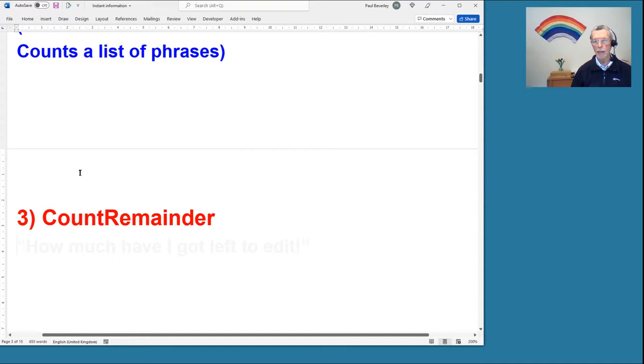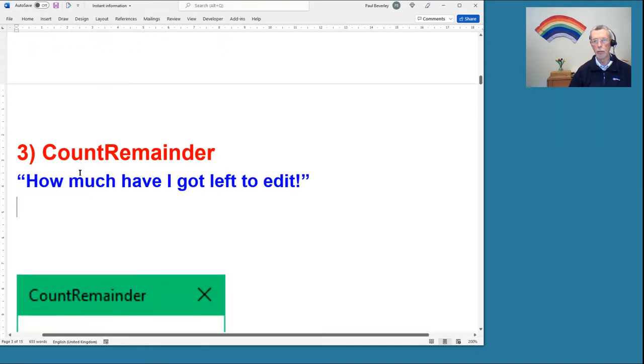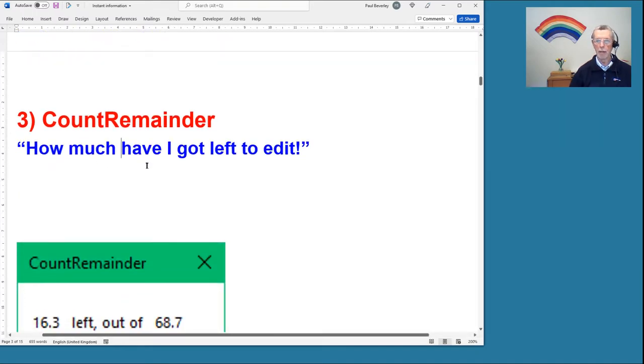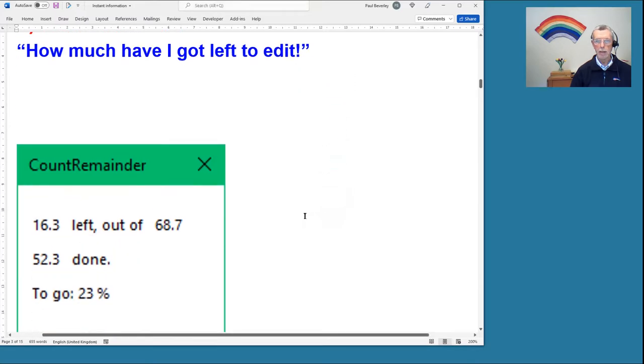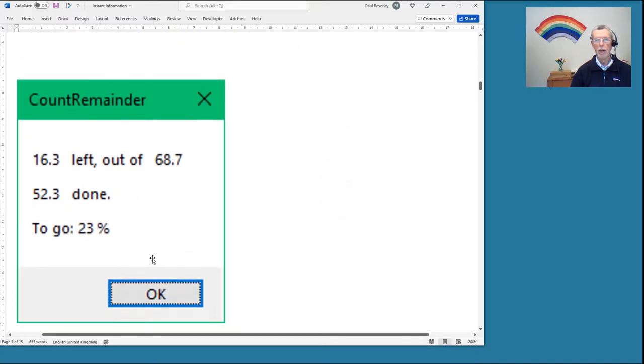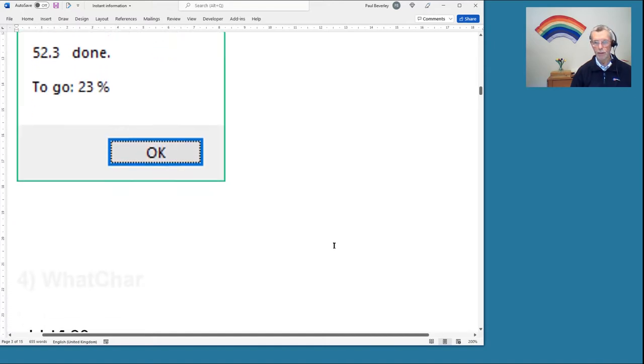Okay, Count Remainder. We're working through a big document and we think, oh dear, how much longer have I got to go? How many more words? So if we run that, you get a window. Here's the window in a big version. It's telling you in thousands of words. The one I ran this on was a nearly 69,000 word document, and I had 16,000 words left. I'd done 52,000, so it gives you a percentage as well. It's quite encouraging.